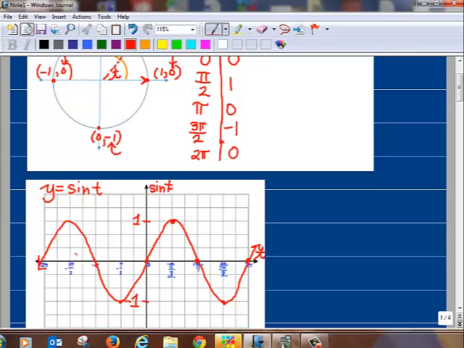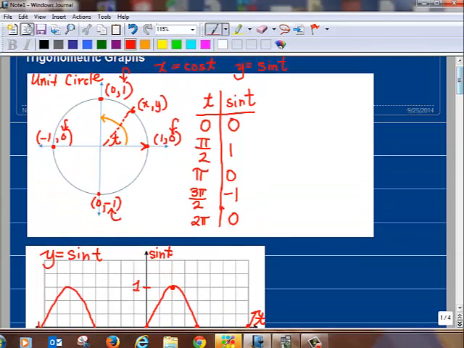I sketched this graph simply by using the unit circle and what I know about these nice, easy numbers on the unit circle, the four points where the unit circle intersects the positive or negative axes. And then if I wanted to, I could do a similar thing for cosine.